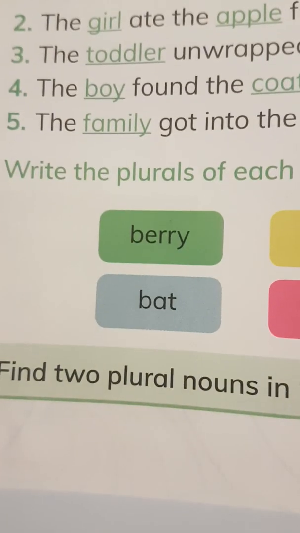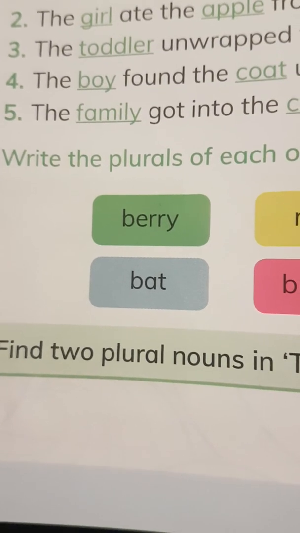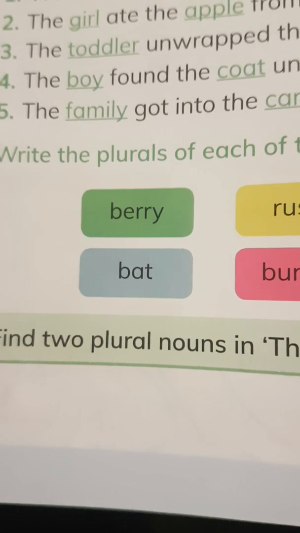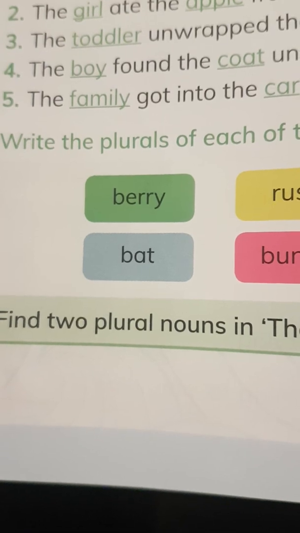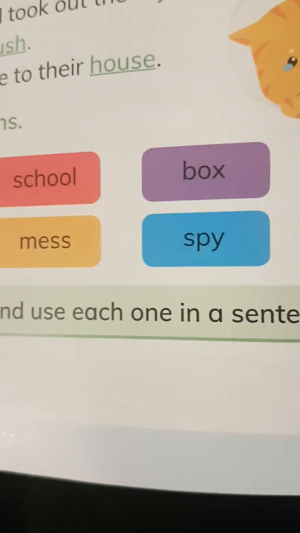Berry. I can see it ends in a Y, and yes, there is a consonant before it. So that means I'm going to have to change my Y to IE and then add an S. So berry would become berries, B-E-R-R-I-E-S. Okay, so I'll help you with that one, but the other ones you should be able to try yourself.